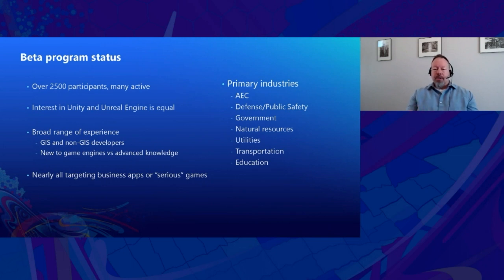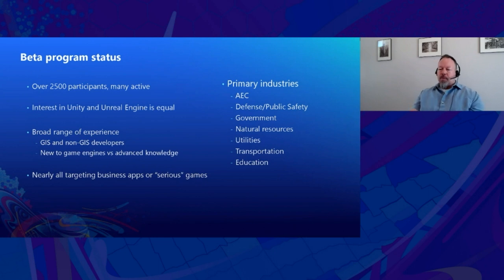So far, interest in Unity and Unreal Engine is equal. In many cases, customers are evaluating both and they're keeping their options open. In addition, there appears to be an equal split between GIS developers, or developers with expertise and experience in GIS, and non-GIS developers. There's a wide variety of both new and experienced developers in the program as well. So in many cases, we're finding that GIS developers are just starting out developing with game engines, and non-GIS developers have game engine experience, but are looking to ramp up and take advantage of geospatial options and ArcGIS specifically.